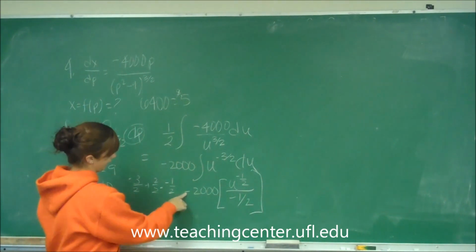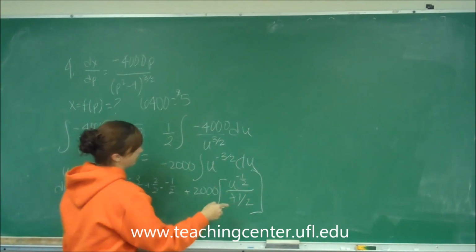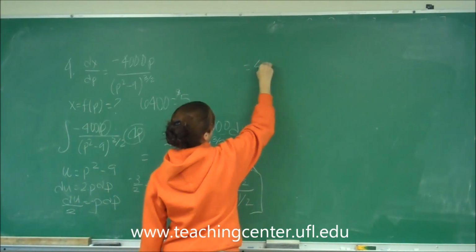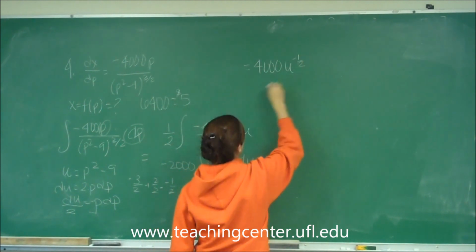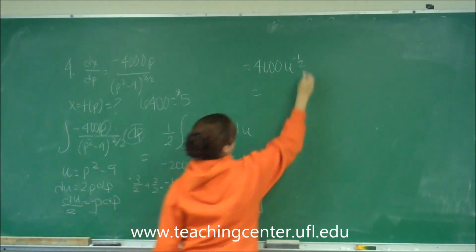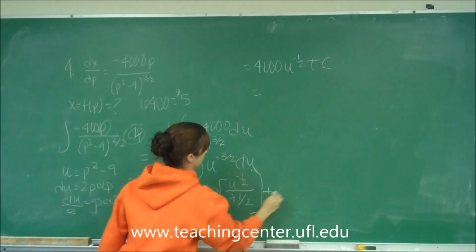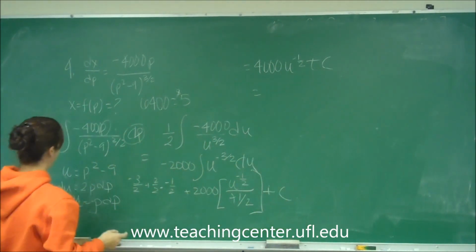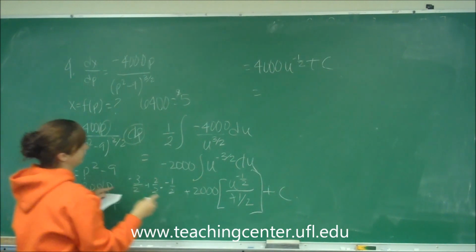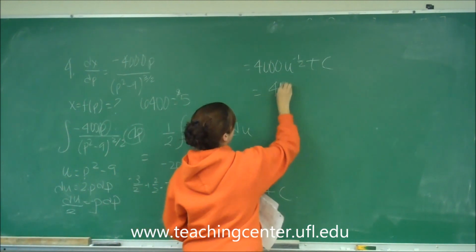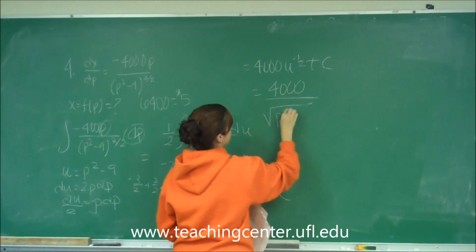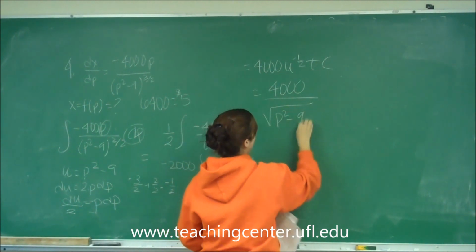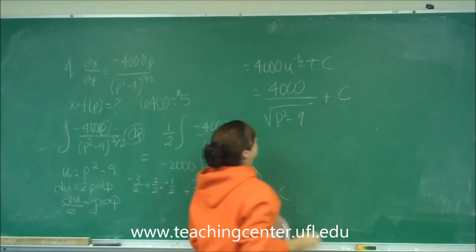My negatives are going to cancel, and that gives me 4,000 u to the minus 1/2 plus c. I plug my u back in, which was p squared minus 9. So I have 4,000 over the square root of p squared minus 9 plus c.